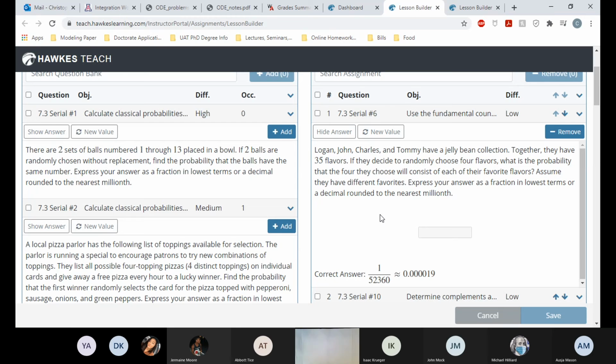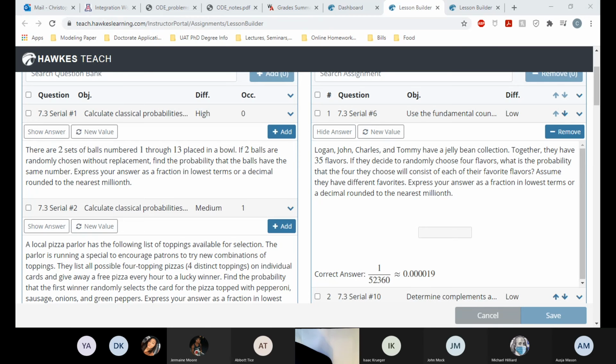Okay, so does order matter in this problem? Well, no, because if they pick Tommy's favorite first, that doesn't matter. We just want their four favorites. The order that they choose these does not matter at all. The jelly beans are not ranked in like first, second, third, fourth, right? So we're going to use a combination, 35C4.